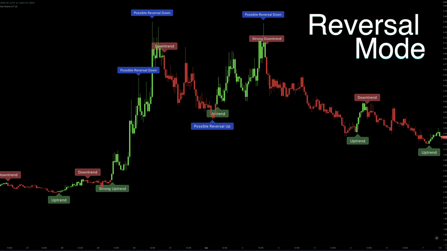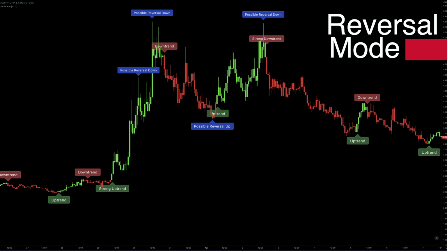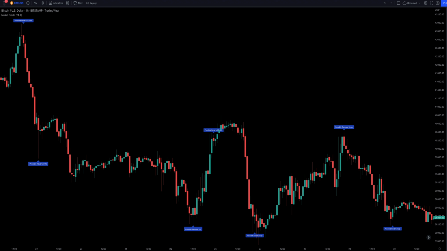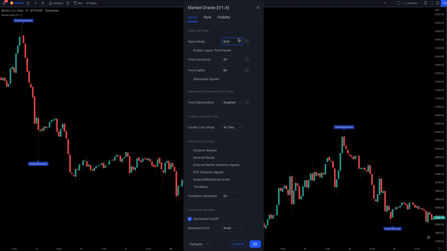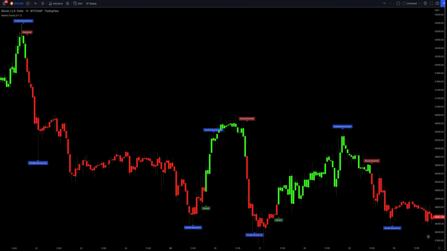Now, as for reversal mode, this indicator should be treated differently than trend mode, as it will give you an indication of a possible reversal. When used in combination with trend mode, they serve as excellent take profit signals or simply warning signs that your current trend may be ending shortly.